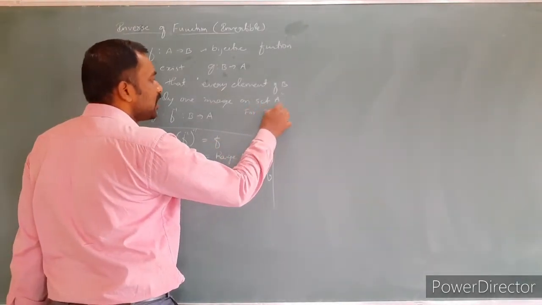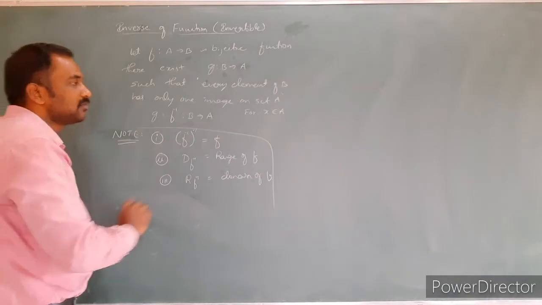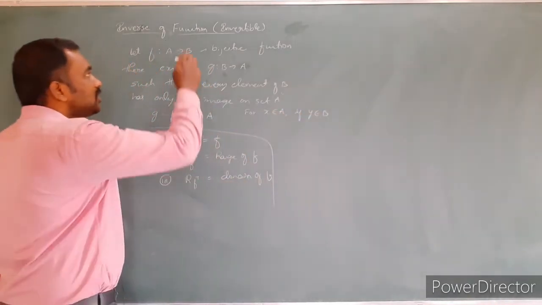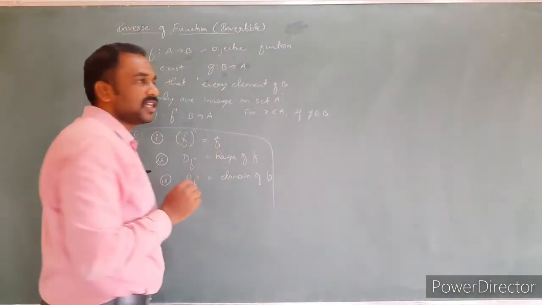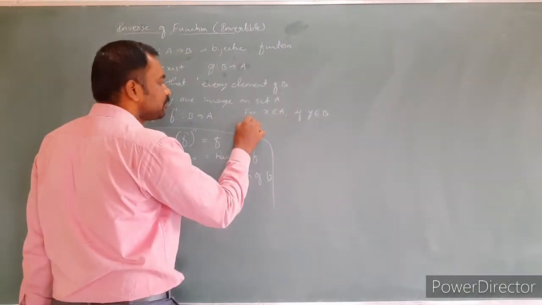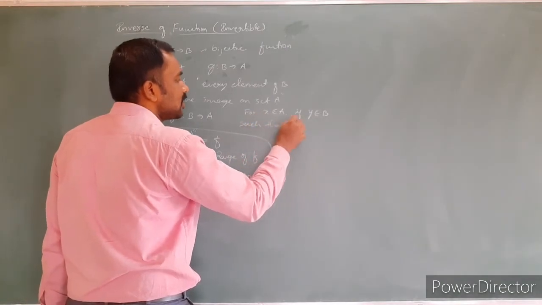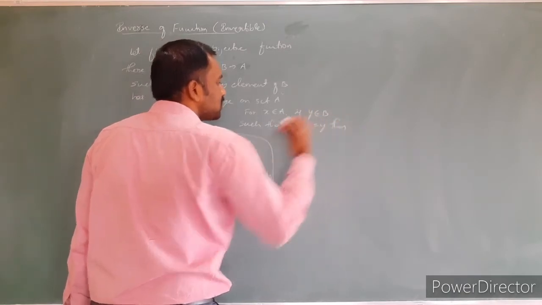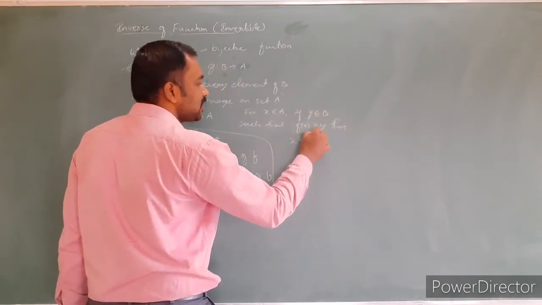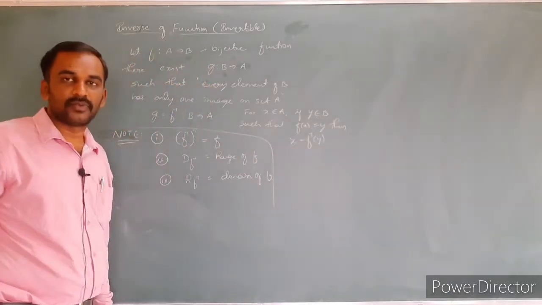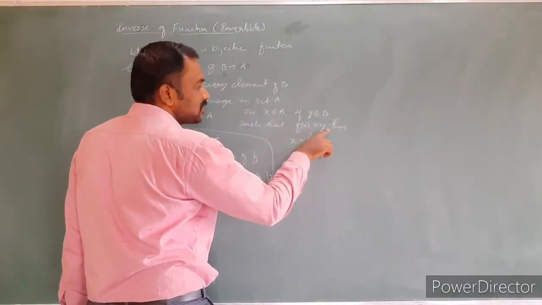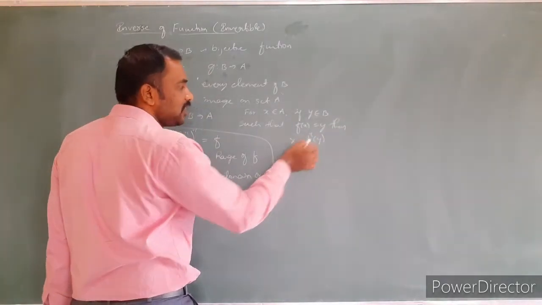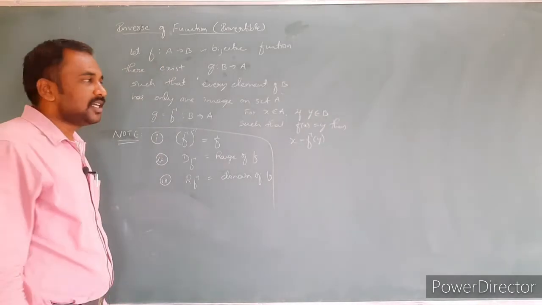For any element x present in the domain set of the given function, if any element y is present in the codomain set, such that f of x is equal to y, then we can say that x is equal to f inverse of y. Whatever x value we get, that is our required inverse of the given function.